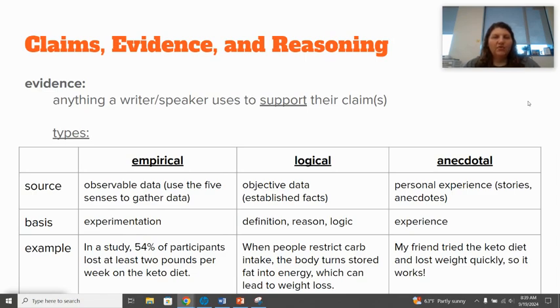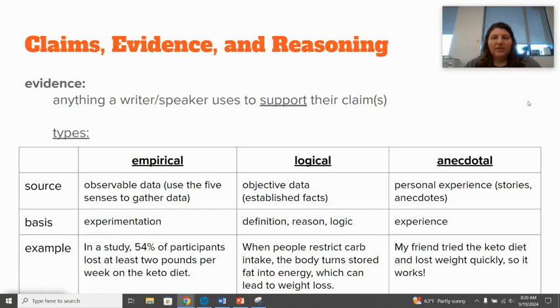Empirical evidence comes from observing something with the 5 senses to gather data. So these are like science experiments, studies, interviews, anything that you can see, taste, touch, hear, smell, and gather data from that is empirical. The basis of empirical evidence is experimentation. And an example is in a study, 54% of participants lost at least 2 pounds per week on the keto diet. Someone has done a study with a certain number of people and found that 54% of them were able to lose a certain amount of weight.